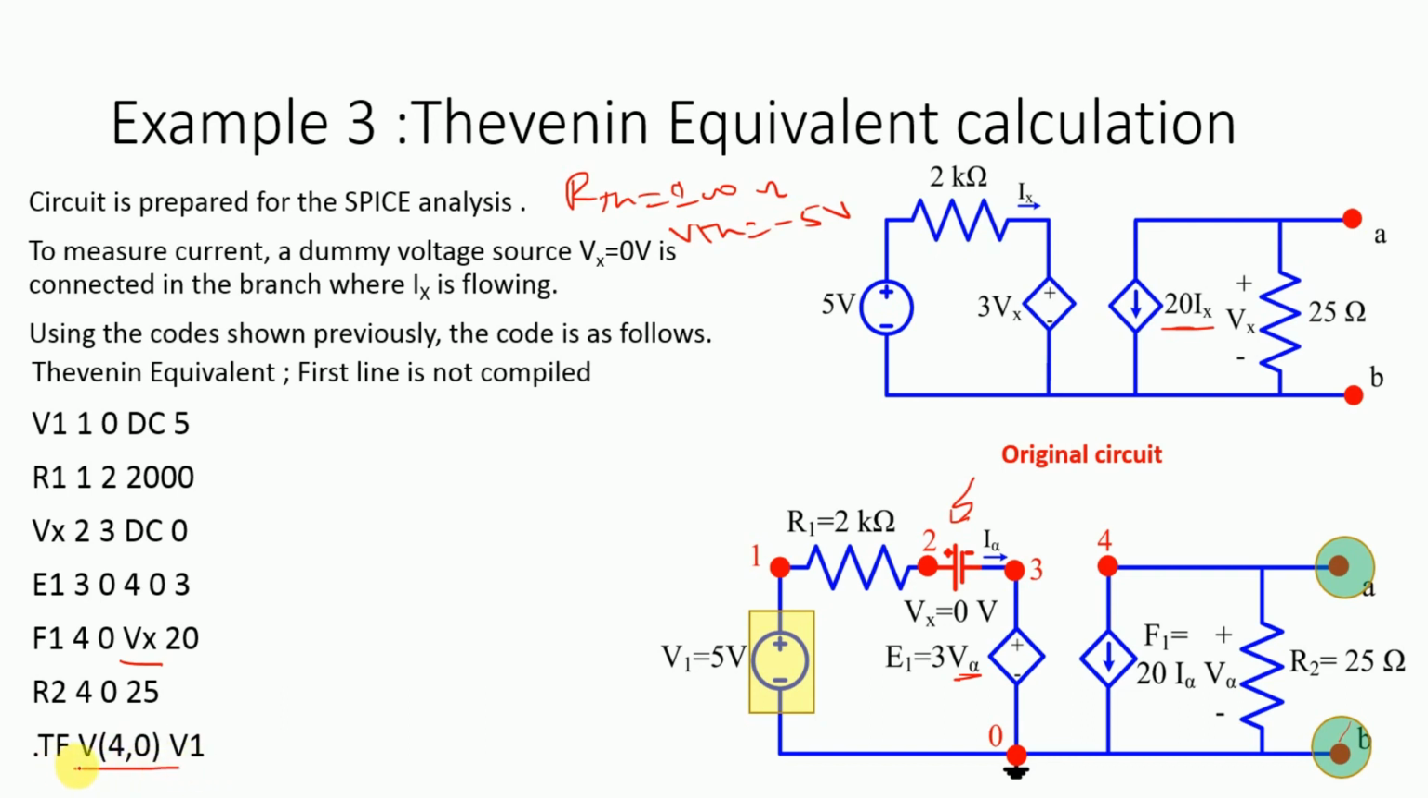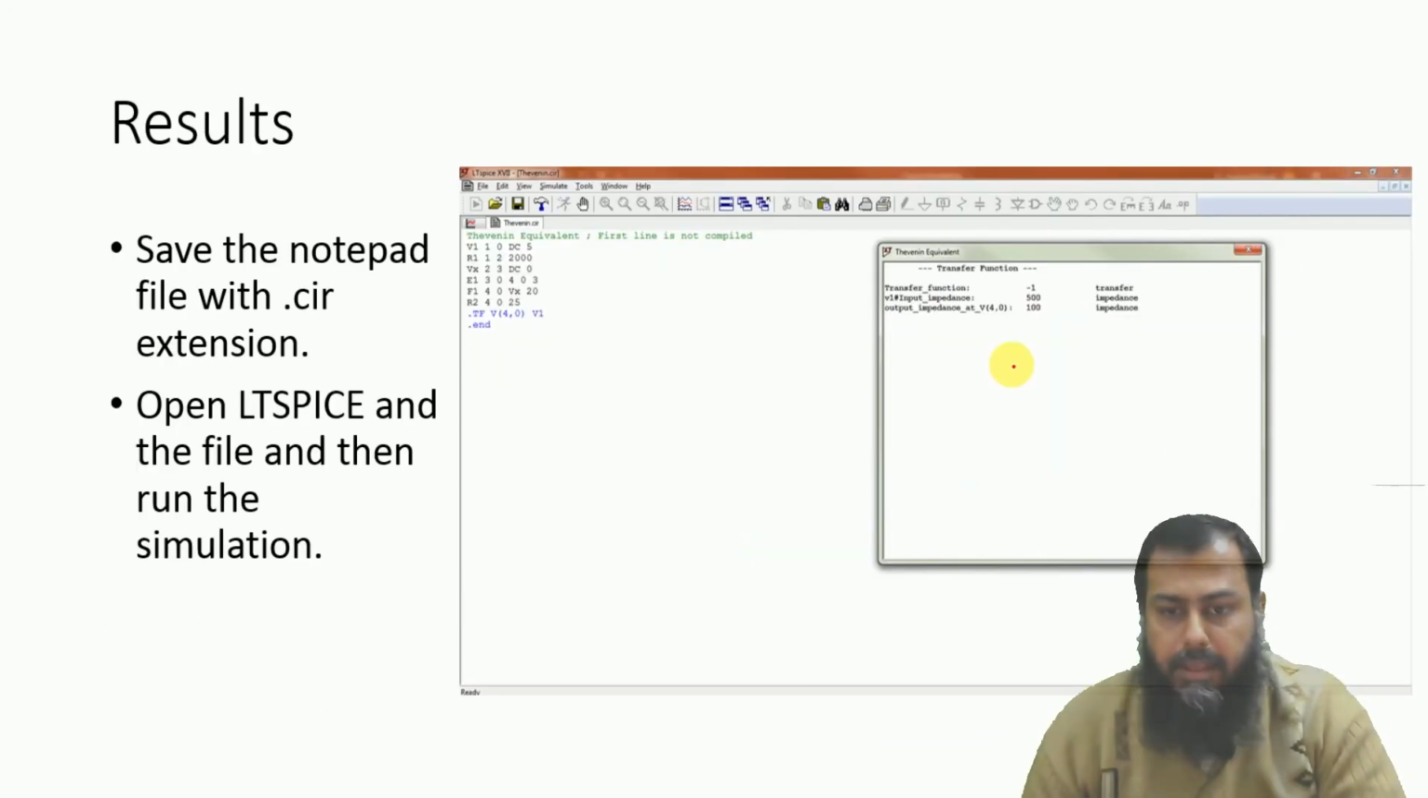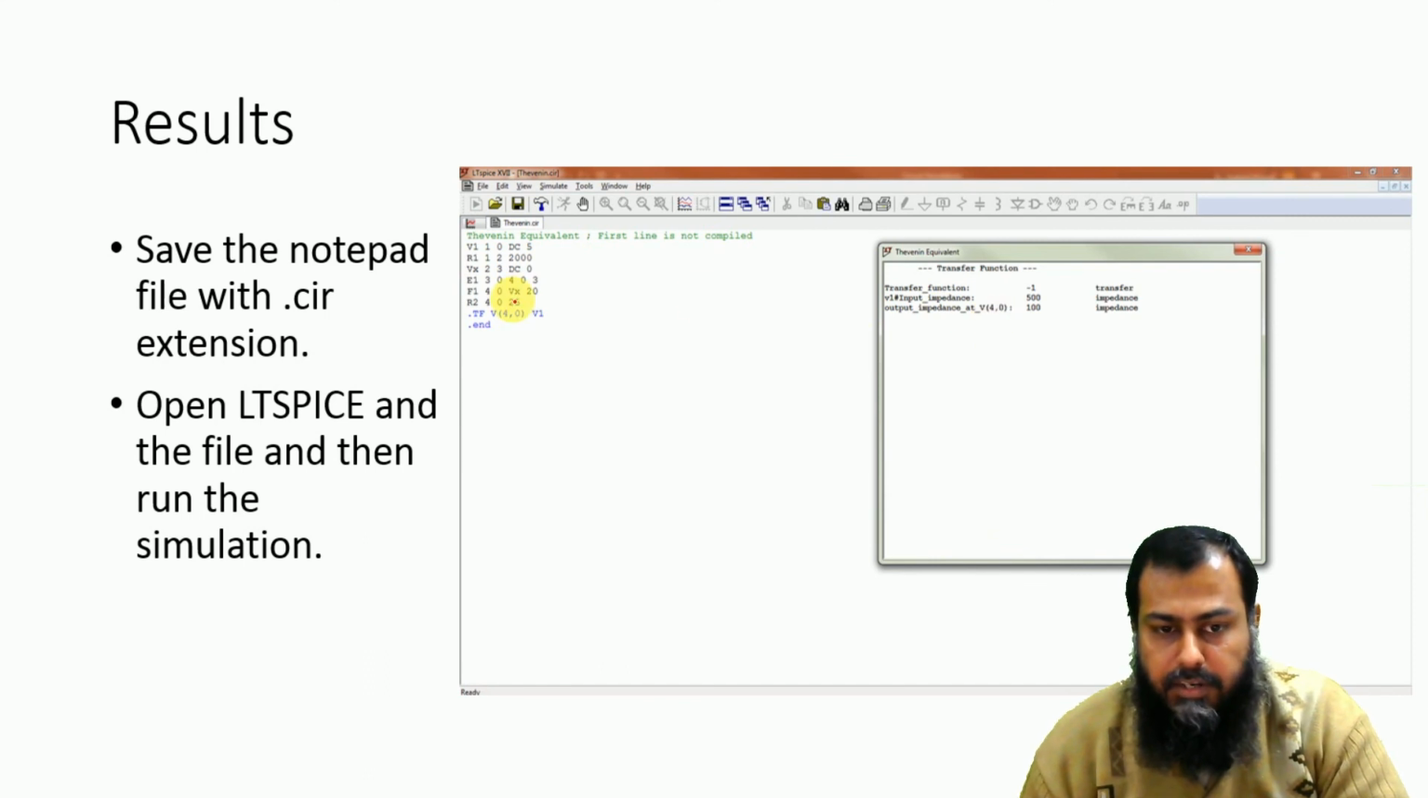And then why we need the transfer function? We need a transfer function with respect to some input. So the input here is this V1. So we have written this thing, and then this is .end. So let us simulate this particular circuit and see what values we get. After we simulate this particular thing, we get this particular result here.